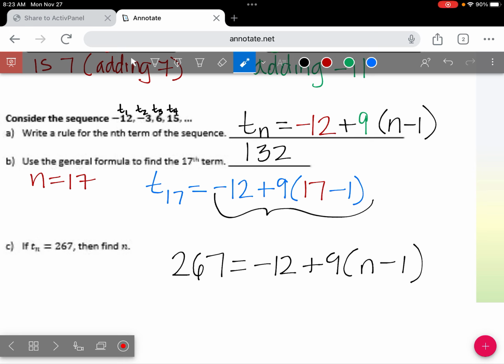Now, I'm trying to remember what I got. I think I got 32, if I remember back to first period. Anybody else get 32? Yeah. All right, let's go through it together.